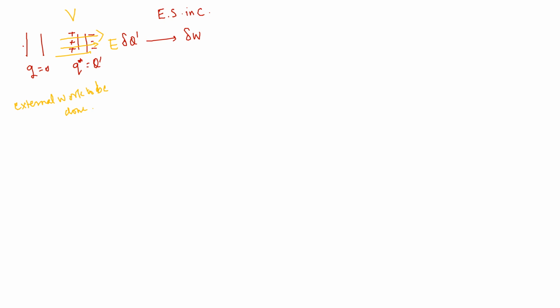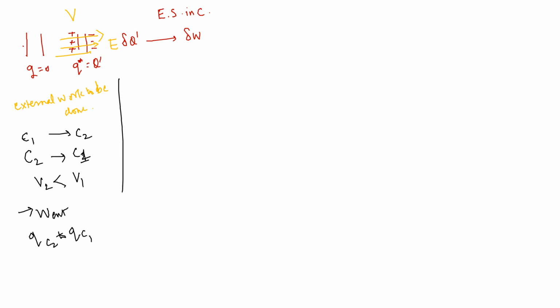Now from conductor 1 to conductor 2 it was easy to transfer the charge, but in the vice versa case, from C2 to C1, potential 1 is greater than potential 2. We need external work to be done to bring charges from C2 to C1. This work which is done is stored in the form of potential energy of the system. So we will derive the equation once again here. This is just for you to understand, nothing extra, just a last-moment kind of revision.